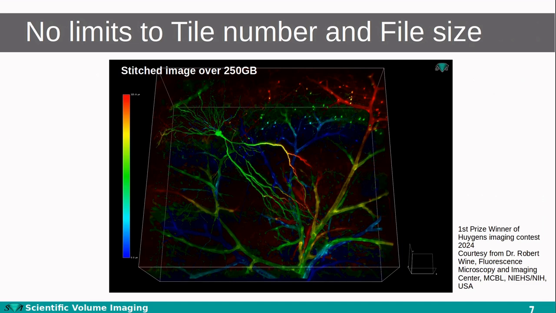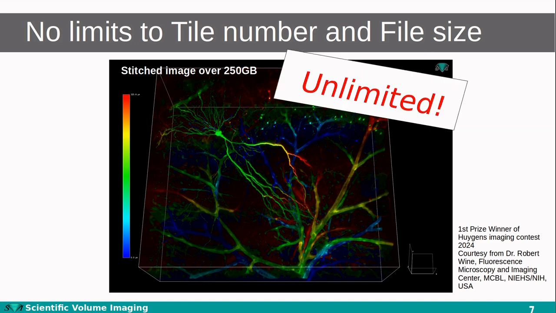For all this process, the number of tiles and image size are unlimited in Huygens. The hardware will be the real limiting factor. Here, you can see an example of an image taken from a Zeiss Lightsheet 7 of the hippocampus of a cleared adult mouse brain, which was over 250 gigabytes.